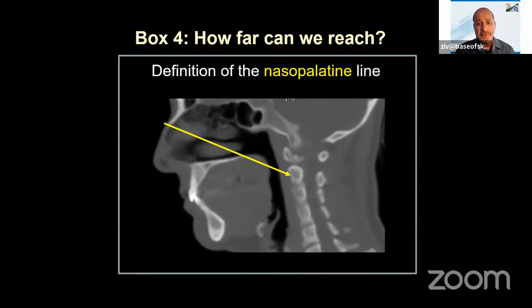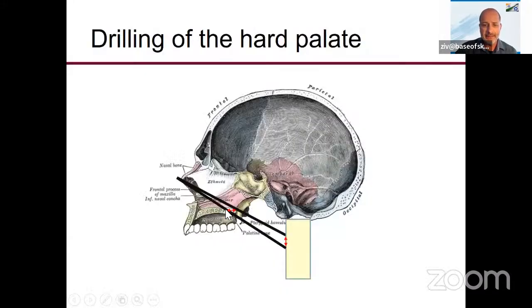How far can we reach from below? We can define the lower reach of the endoscopic approach, both laterally and posteriorly, by the nasopalatine line. This is a line connecting the nasal bone and the palate. And we can extend it by drilling the palate and extend up to C2 and C3.